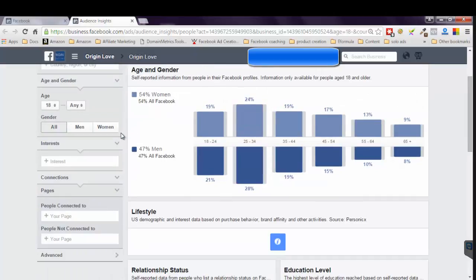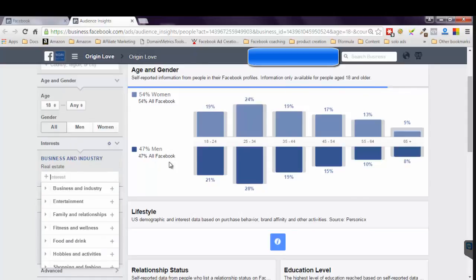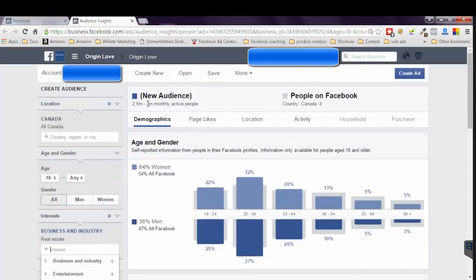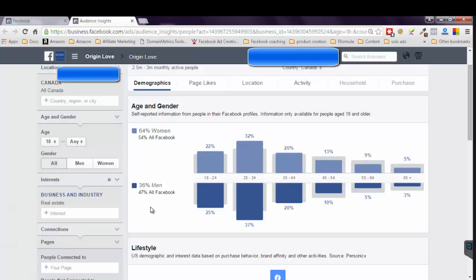The offer is real estate related. So one of the interests that comes to my mind for that offer is real estate. So I'll just key in real estate under interest over here. Now the audience insights tool tells us that about 3 million active people like this interest, real estate, and they live in Canada. They're aged between 18 all the way to 65 plus, as you can see from here, and 64% of them are women and 36% of them are men.